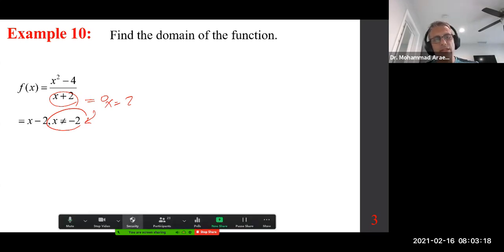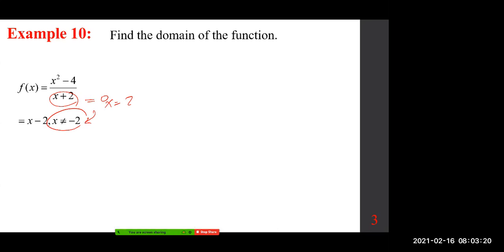Now what I want to add here, class, is the interval notation for that. So x can't be negative 2. What does it mean? Minus infinity, minus 2, union, minus 2 to infinity. Notice we are using parentheses at the end. Okay, class, we are using parentheses at the end, and that's extremely important for everybody to follow.